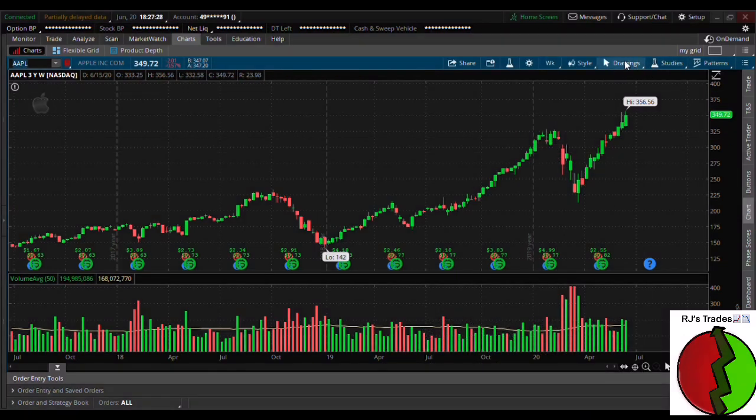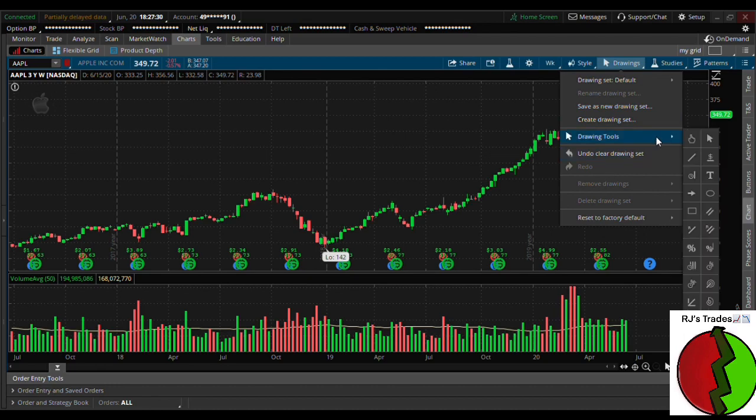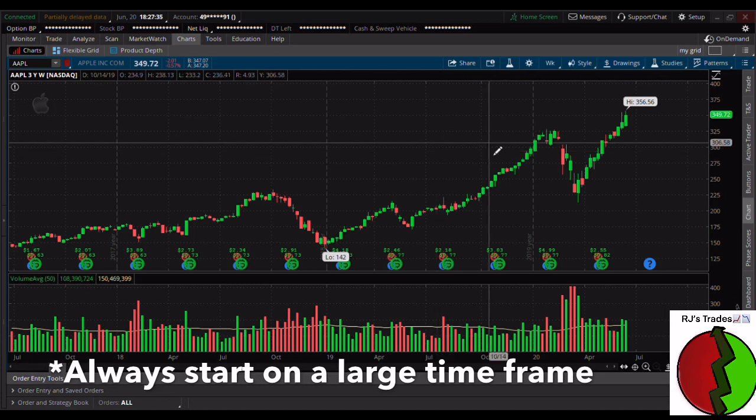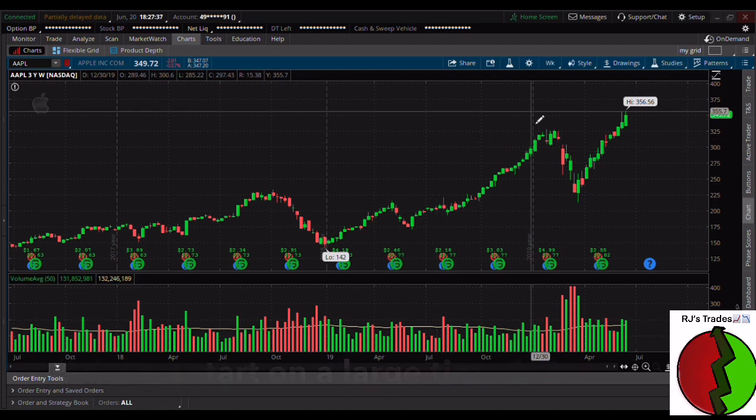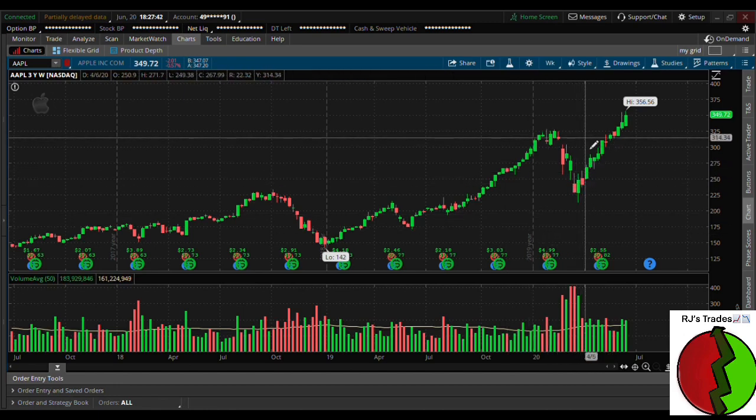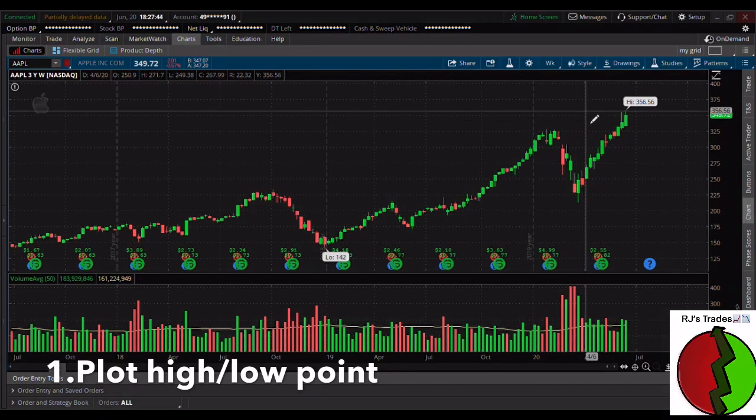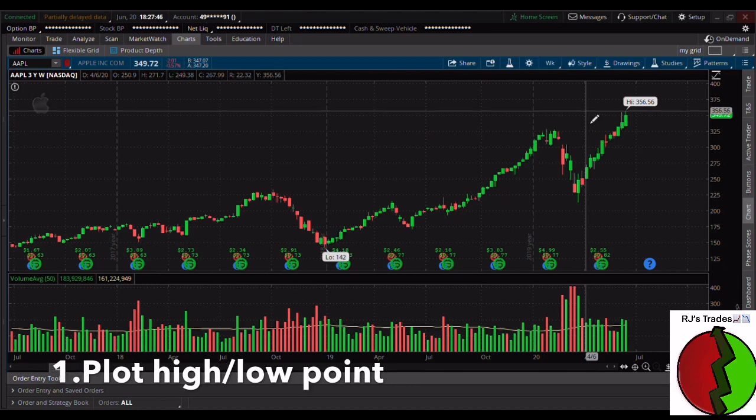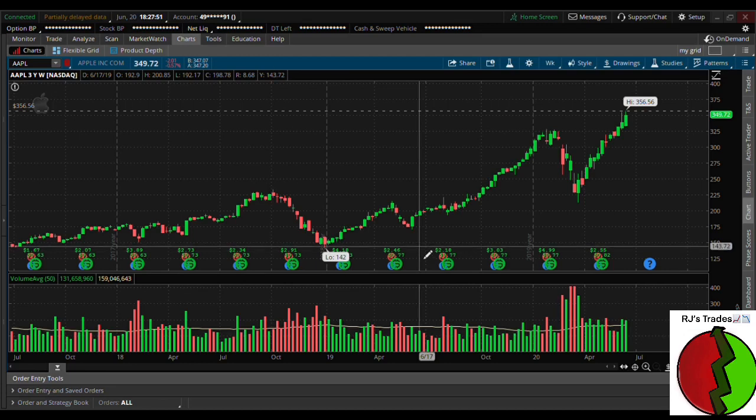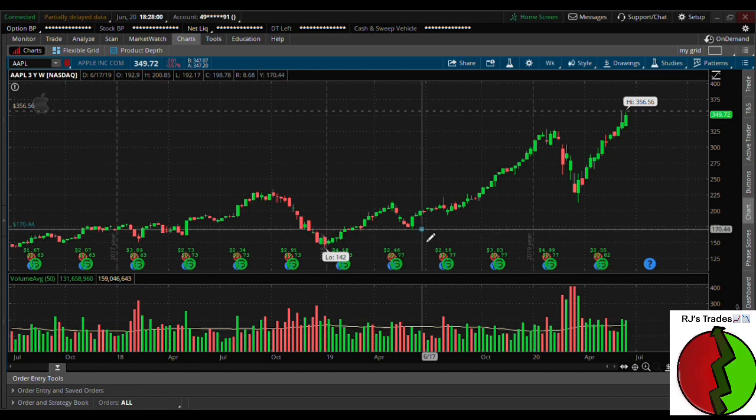First of all, you want to always start off on a large time frame when plotting your supports and resistances. The reason is because you want to see what's been going on, on a larger view. First thing you want to do is plot your high point and your low point. My high point here for Apple is at 356.56, and my low point is down here at 142. Now, you can plot this point, but I don't think Apple's going that low anytime soon. So I'm just going to start here at this 170.